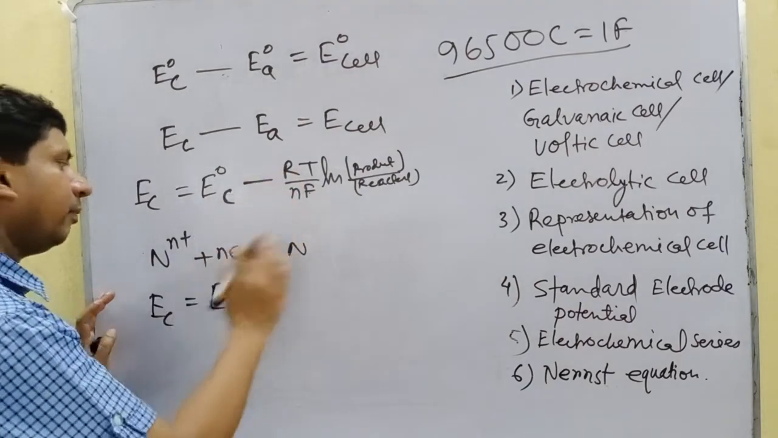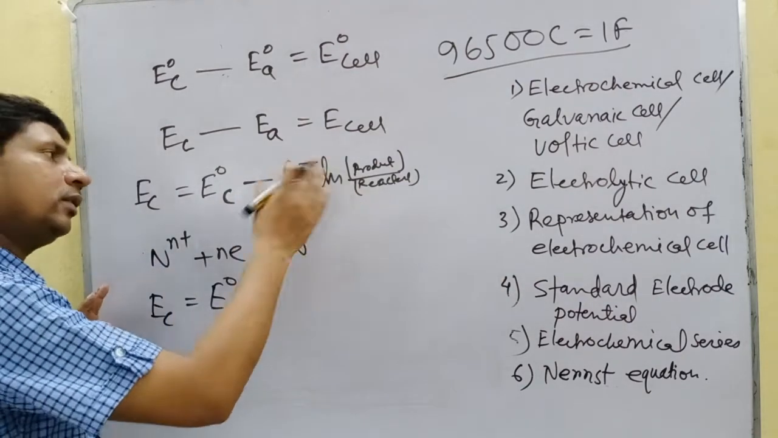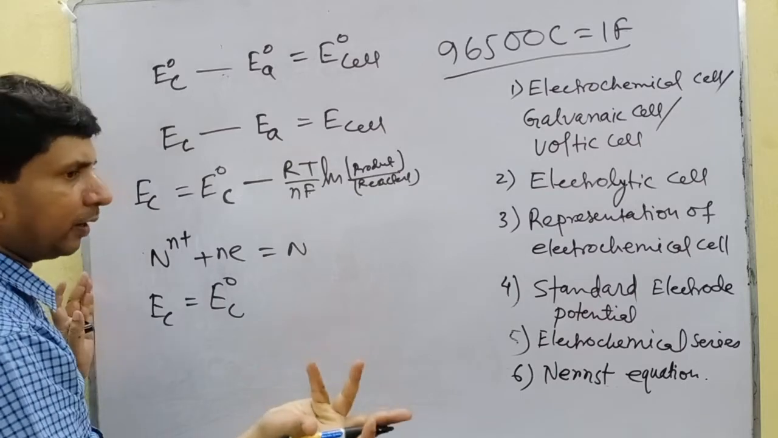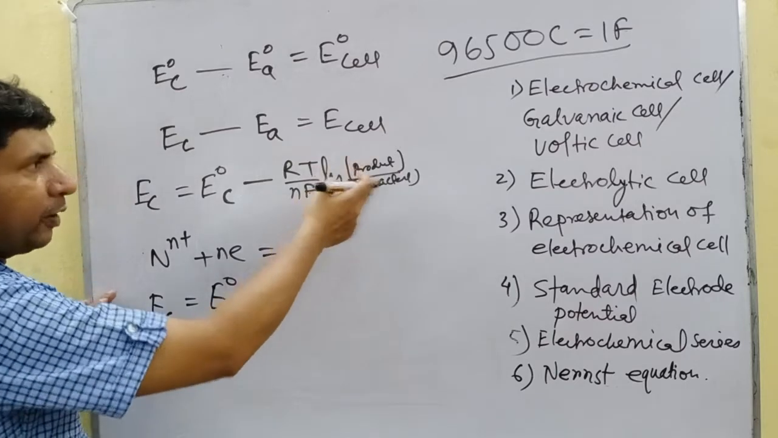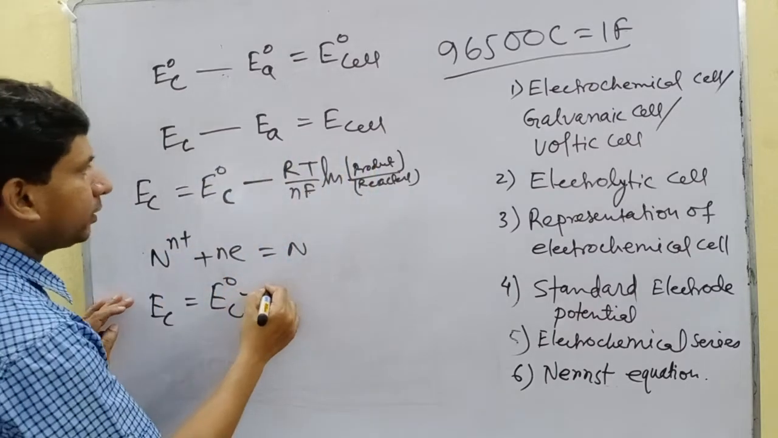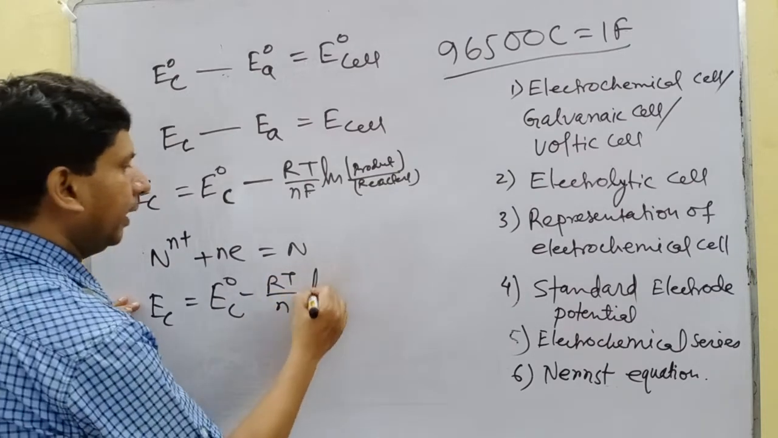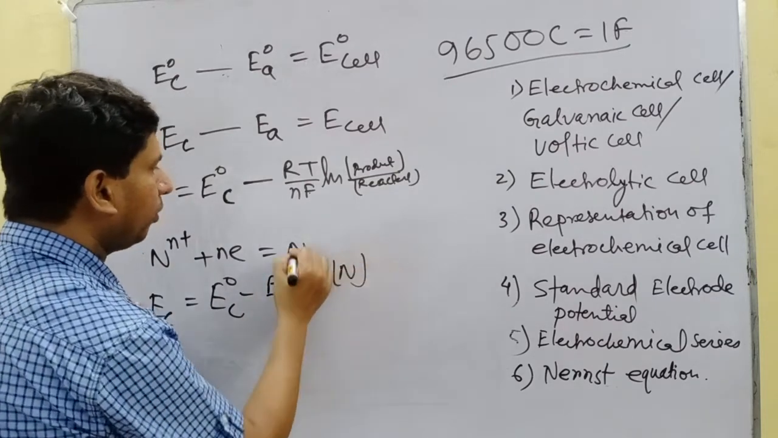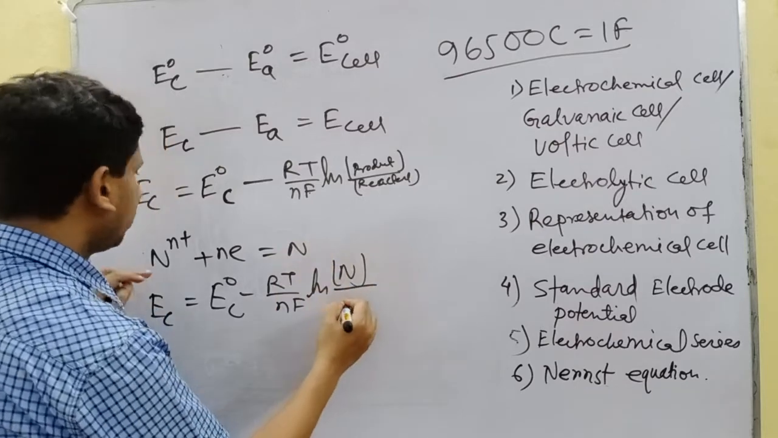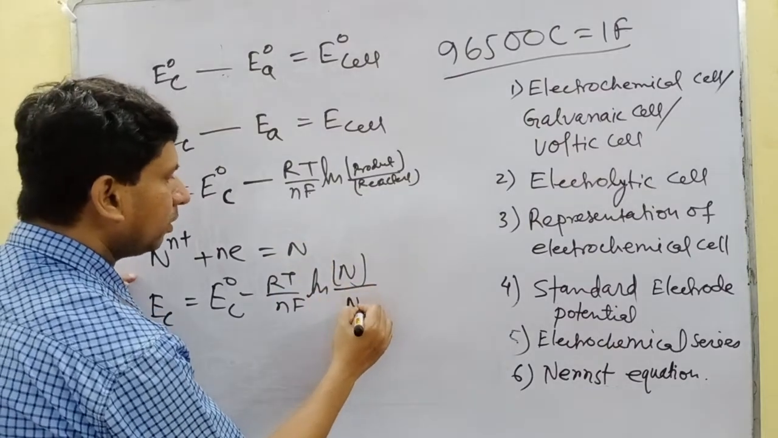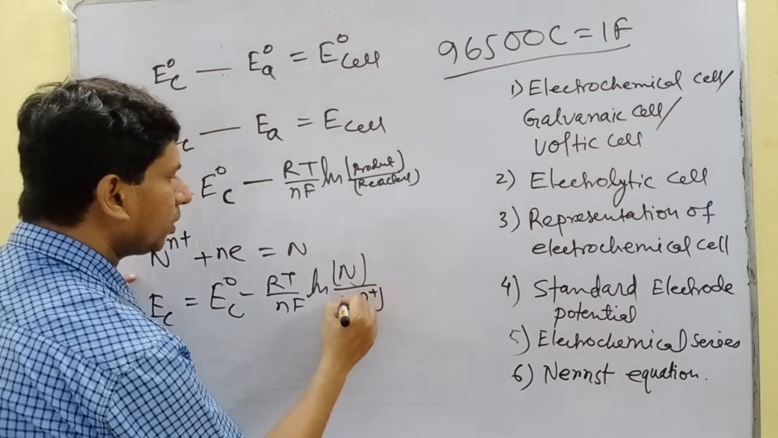তো আমরা শুধু নেগেটিভ নিয়ে কাজ করছি, তো এটা পজিটিভ হতেও পারে নাও হতে পারে। ওকে, কারণ ডিপেন্ড করছে এটার উপরে। মাইনাস RT by nF ln concentration of product means M, concentration of the reactant means M^(n+) concentration.